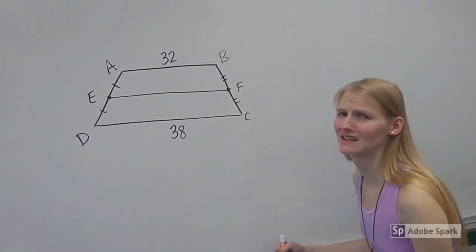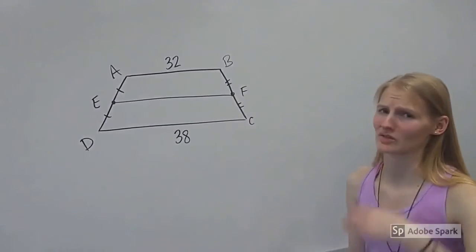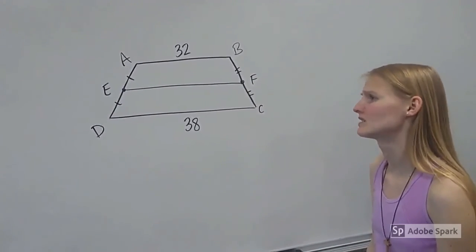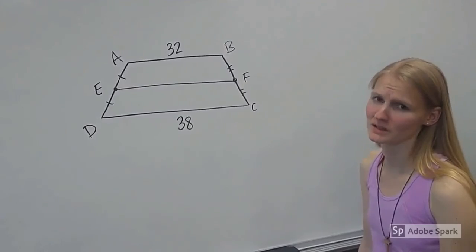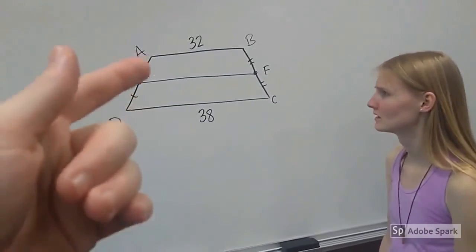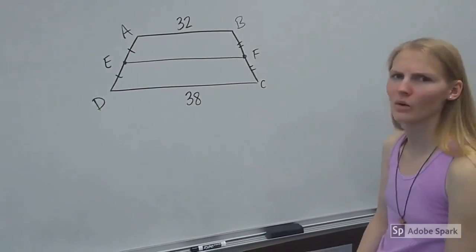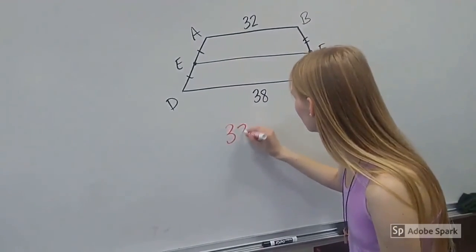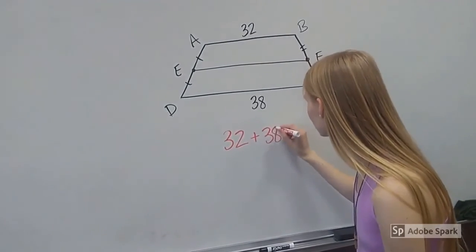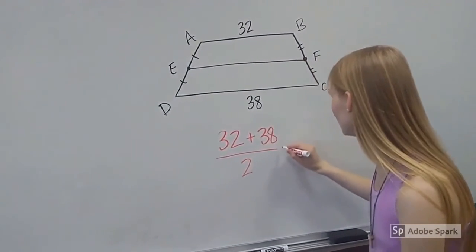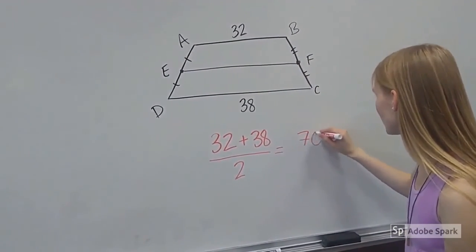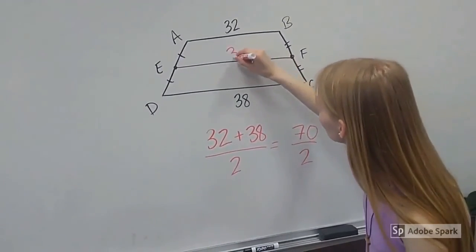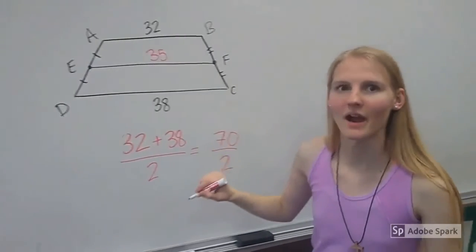Michelle, what's wrong? I'm too tired after all my workout regimen. I'm trying to find the length of this midsegment. I'm so tired. Didn't you tell me it's just the average of the lengths of the bases? Oh, I did. Is it that easy? 32 plus 38 divided by 2 is 70 divided by 2, which is 35. Wow!